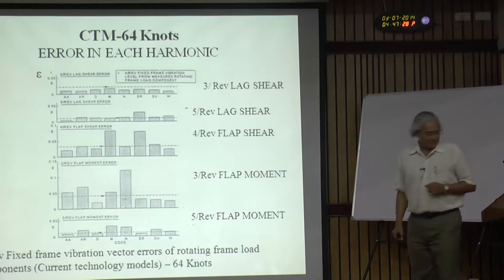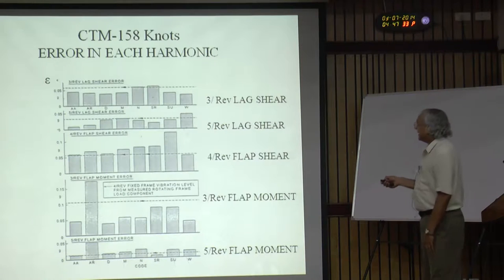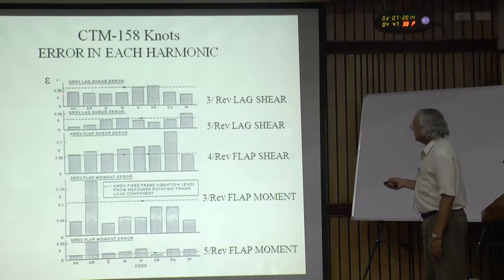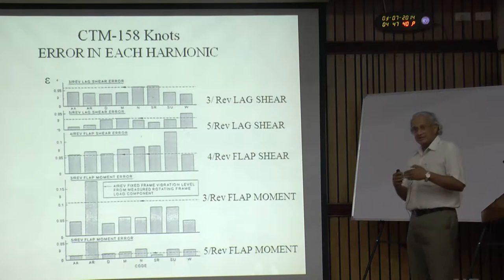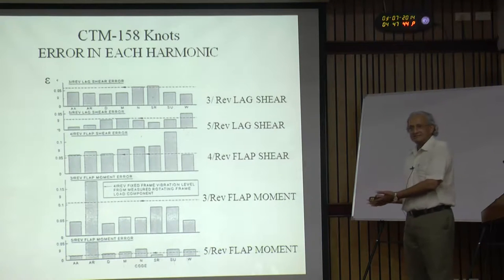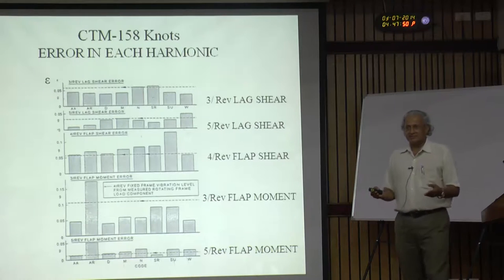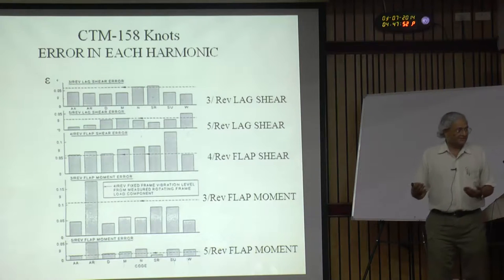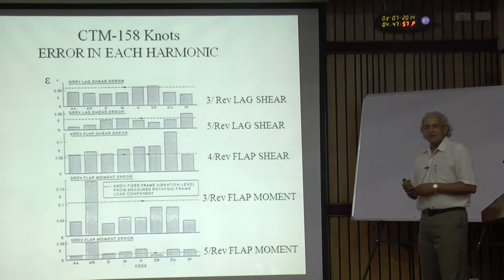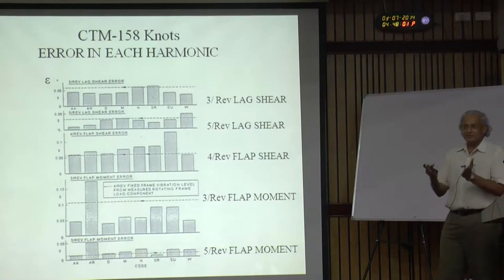This is at 64 knots, and this is at 158 knots. So you see, the amount of error I am having is almost like what my signal is. So it's like a signal to noise ratio of one, you could say. I am unable to predict the real vibration. So then what happened is, they said, okay, if this is the problem, you improve your model. So where do you want to improve?